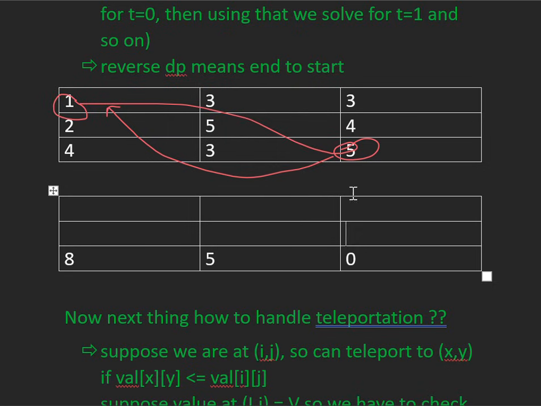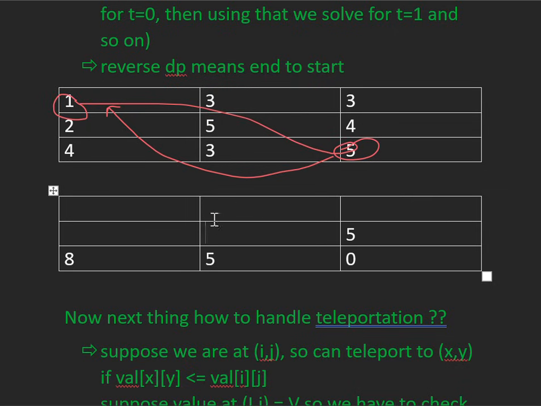Now we come to this cell. We can either go to the right or down. There is no right cell, so we'll be going down. So the value is 5. Now if we come to this cell, we can either go to the right or down. If we go to the right, the value is 4. 4 plus the already stored value, that is 5. 4 plus 5 is 9.